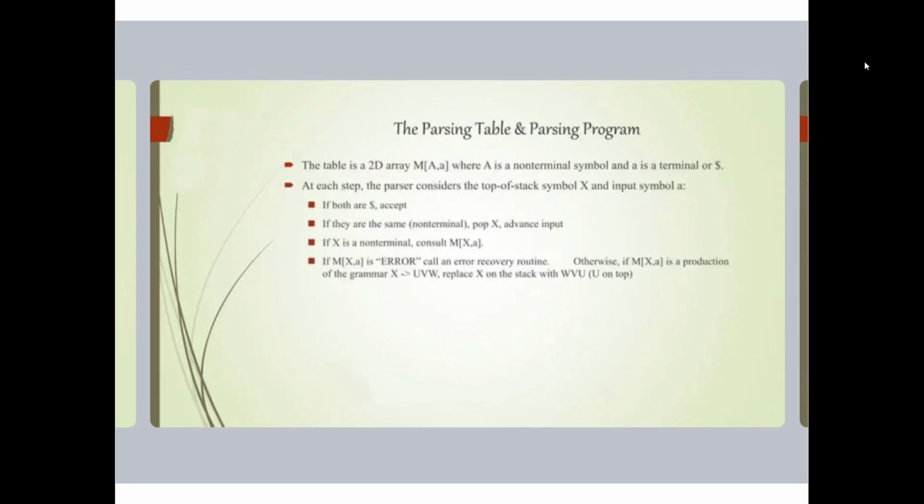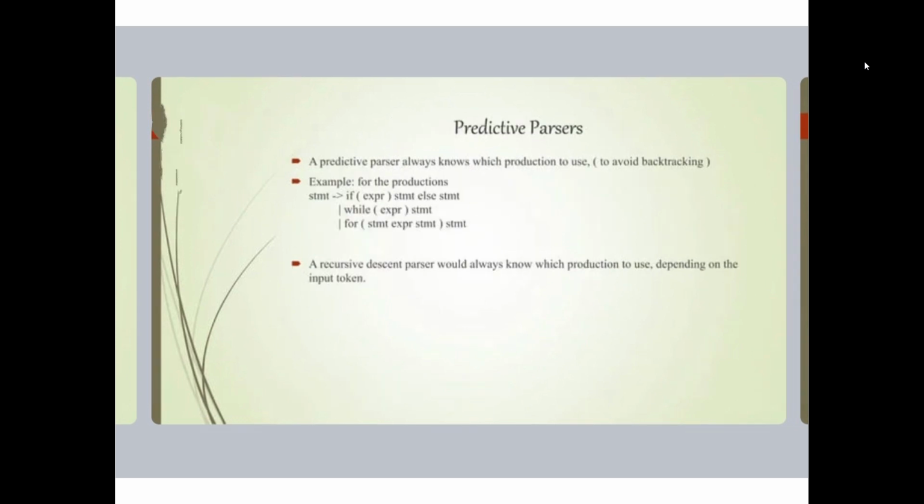The parsing table and the parsing program. In this parsing, the parser considers the top of stack symbol and input symbol. Predictive parsers: a predictive parser always knows which production to use. A predictive parser would always know which production to use depending on the input token.